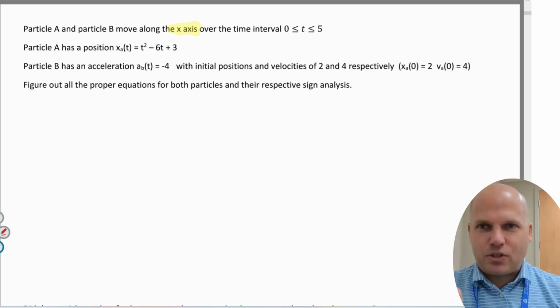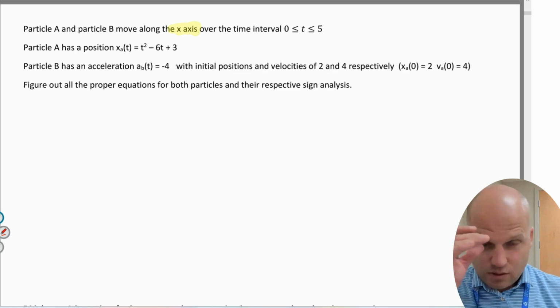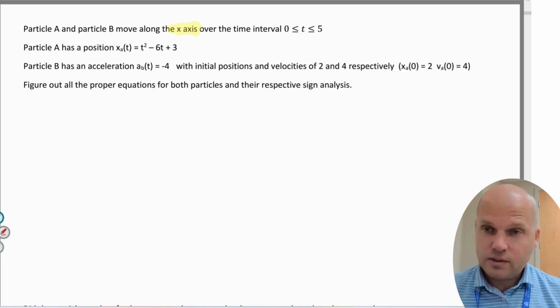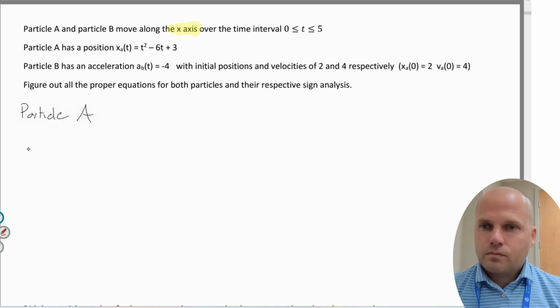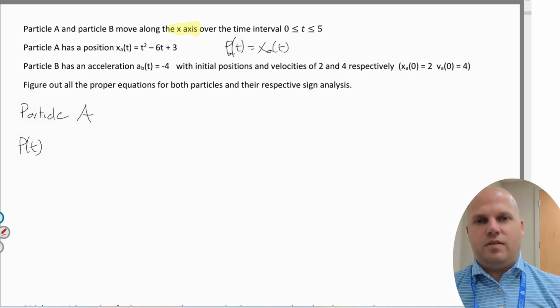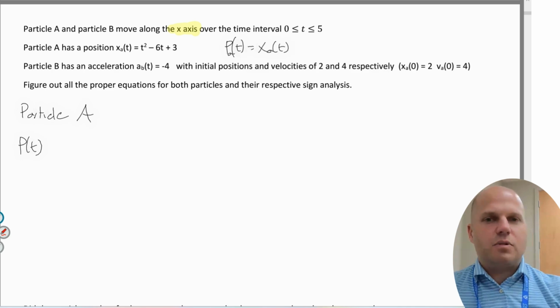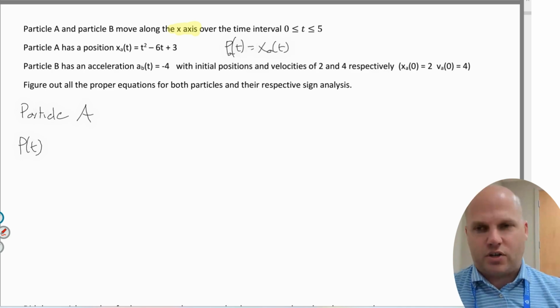We need a proper sign analysis of both equations because we have particle A. I imagine this is going to be like your quiz question because you have a test question just like this. For its position, you're going to have to write down for your free response, like let P of T equal P sub A of T, let equal X sub A of T. I don't like to use X of T. You guys don't understand it. It just means it's a position on the x-axis. I like to use P for position. I think it's going to be easier for you guys to understand.